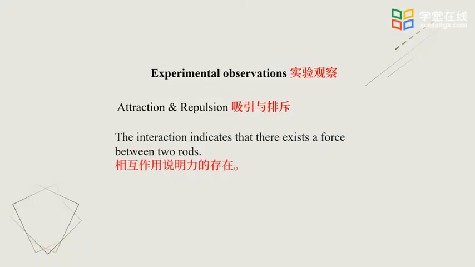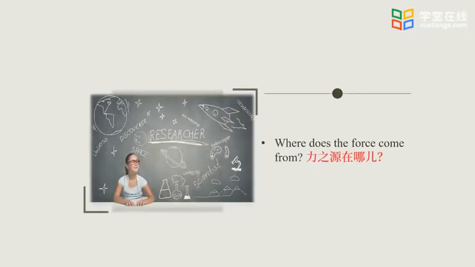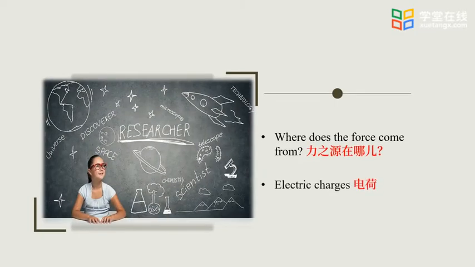How to explain these findings? When can the interaction between two rods be either attraction or repulsion? In other words, the interaction indicates that there exists a force between two rods. The questions you may like to ask: what is the difference in the force that is responsible for the different interactions observed in the experiment? Where does the force come from? Is the electric force originated from electric charges?